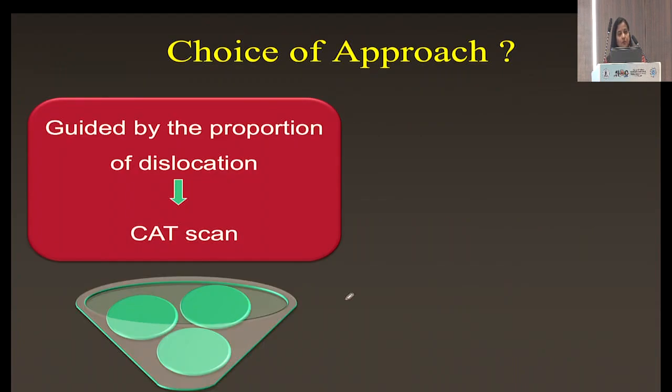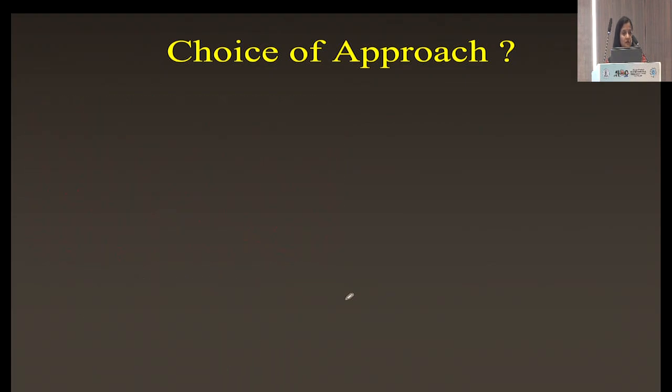The choice of approach, we feel, should be guided by the extent of dislocation as demonstrated in the CT scan. If it is more superficial, a transconjunctival approach, either with a peritomy or a direct transconjunctival approach, would be possible to retrieve the globe. But if it is deep into the maxilla, then a Caldwell-Luc might be beneficial in retrieving the globe.